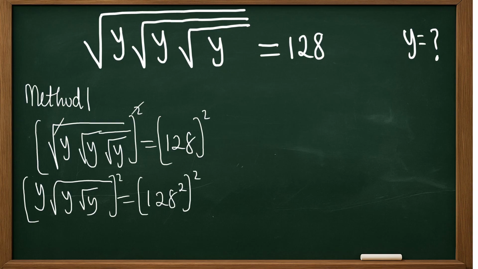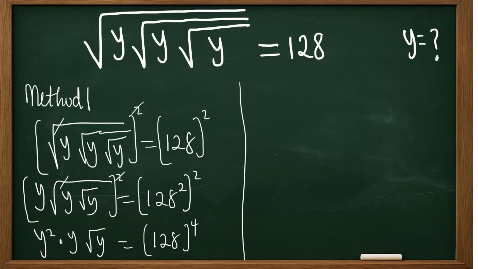Next is to square this equation again. By squaring this equation, here I'm going to have y squared, and the square is going to cancel out the square root again, so y, and here I'm going to have the square root of y, which equals 128 to the power of 4. This is just the rule of indices. Next, recall I have y squared times y times the square root of y equals 128 to the power of 4. Squaring both sides again.